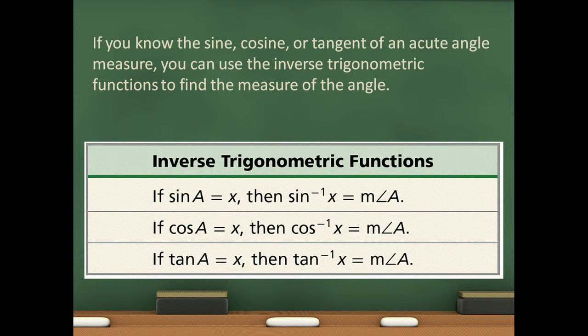The inverse trig functions are: if sine of A equals x, then the inverse sine of x equals the measure of angle A. If cosine of A equals x, then the inverse cosine of x equals the measure of A. And likewise, if the tangent of A equals x, then the inverse tangent of x will equal the measure of angle A. We get this by using the inverse function button on your calculator, which is the second function and either sine, cosine, or tangent.